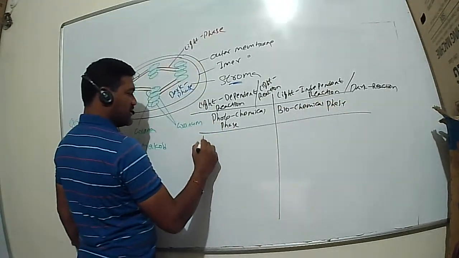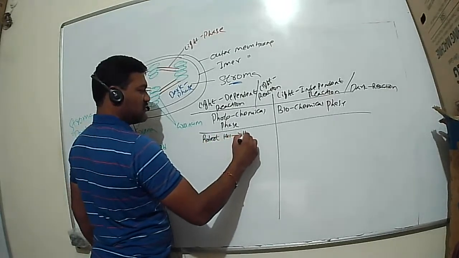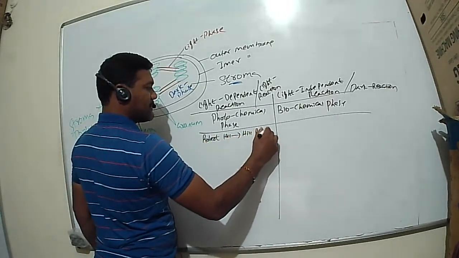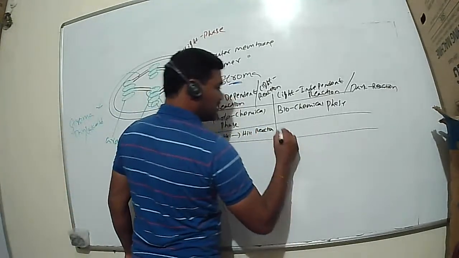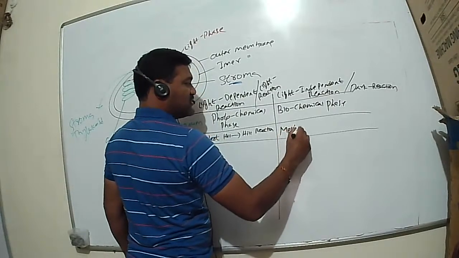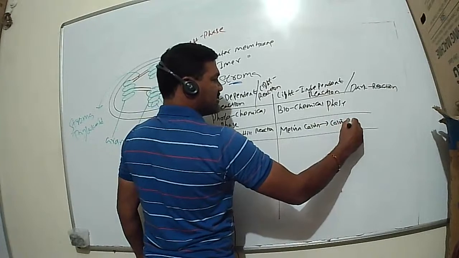It was discovered by Robert Hill. Hence, it is also called a Hill reaction. And this was discovered by Melvin Calvin, for which he was awarded the Nobel Prize. Hence, it's also called a Calvin cycle.